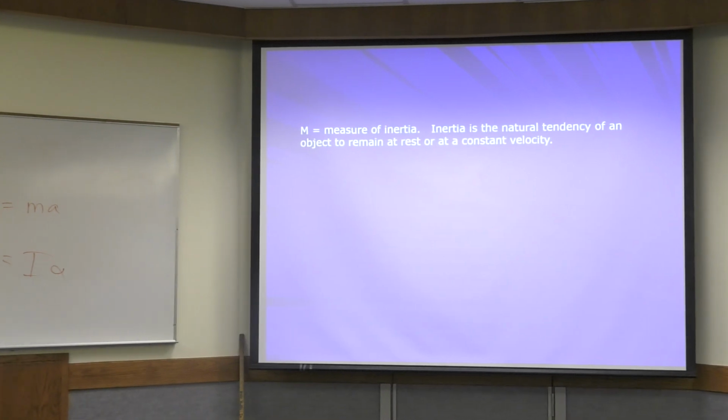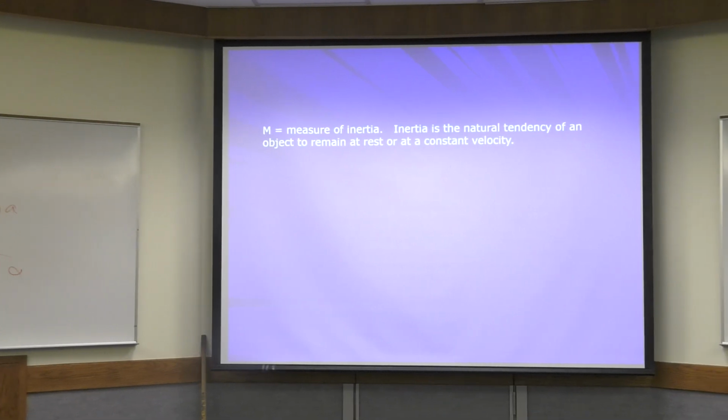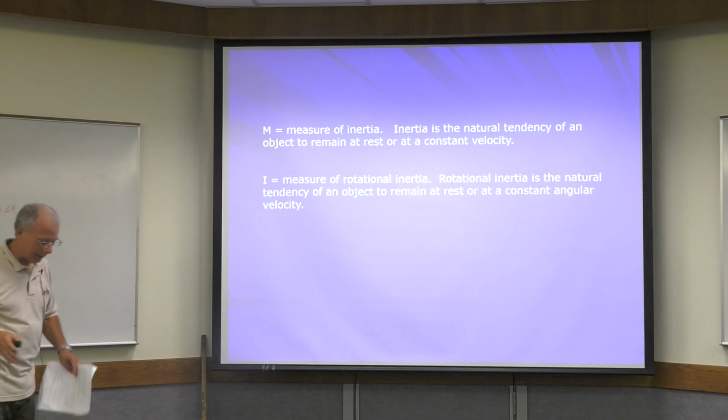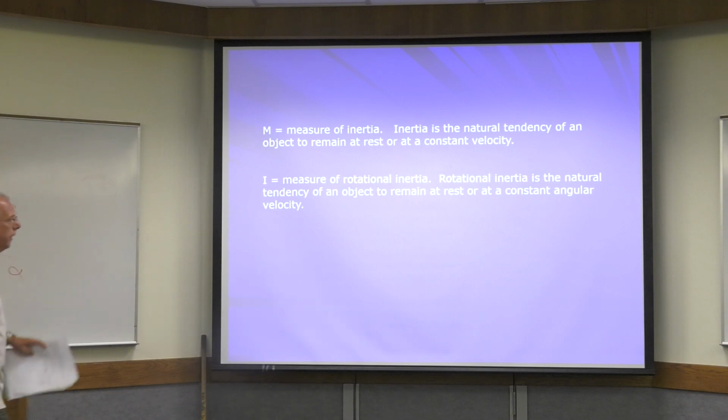Let's talk about this some more. So m, mass, is the measure of inertia. And what's inertia? Inertia is the natural tendency of an object to remain at rest or at a constant velocity. If it has a small inertia, it's easy to change the velocity. If there's a large inertia, it's very difficult to change its velocity. Now, I is the measure of rotational inertia. Rotational inertia is the natural tendency of an object to remain at rest or at a constant angular velocity.